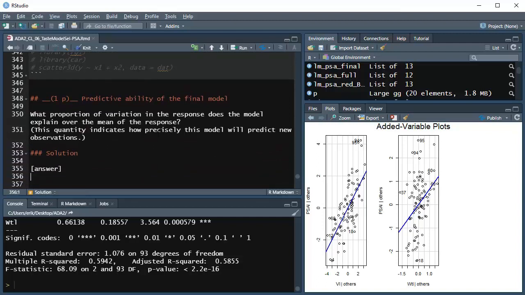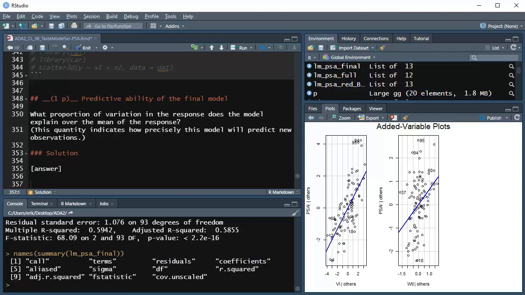Now, we know from this summary that there's this value, multiple R-squared, that's being printed. Therefore, there's some way to get to that value. If we ask for the names of the objects within the summary, we get this list, and there's a variable called r.squared. And we can get to that value by, from the summary, putting a $ sign and doing r dot squared.